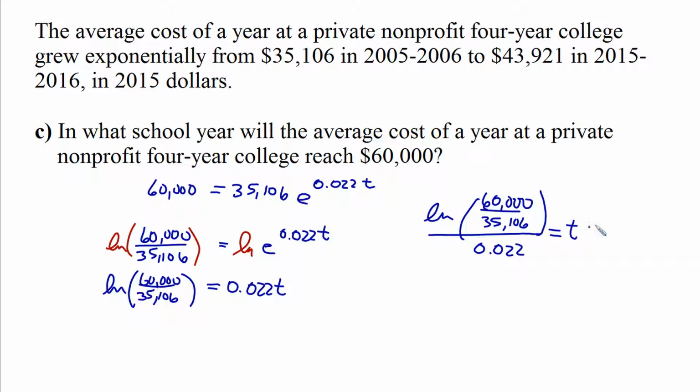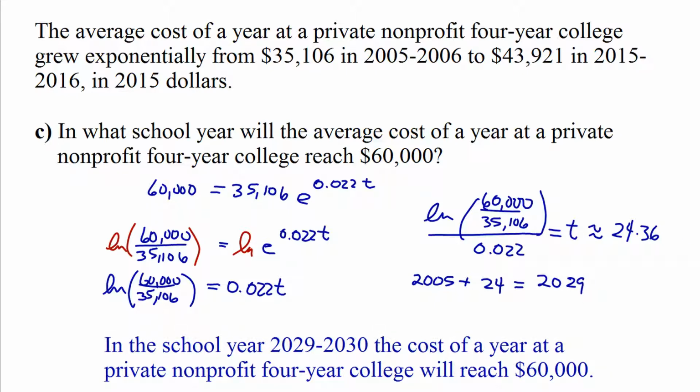Typing this in our calculator, we get approximately 24.36. But since they want to know the school year, then we need to take the year 2005 and add 24 years to it to give us the year 2029. This means that in the school year 2029-2030, the cost of a year at a private nonprofit four-year college will reach $60,000.